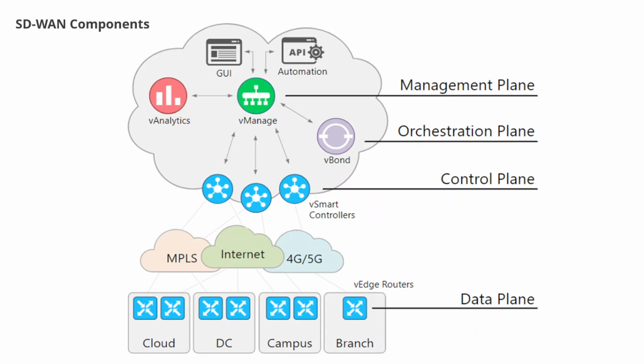Compare this to the traditional WAN design where each device participates in the data plane, forwarding actual packets, in the control plane, for example running OSPF, BGP, PIM, and participating in the topology formation, and in the management plane, is actively managed via CLI.